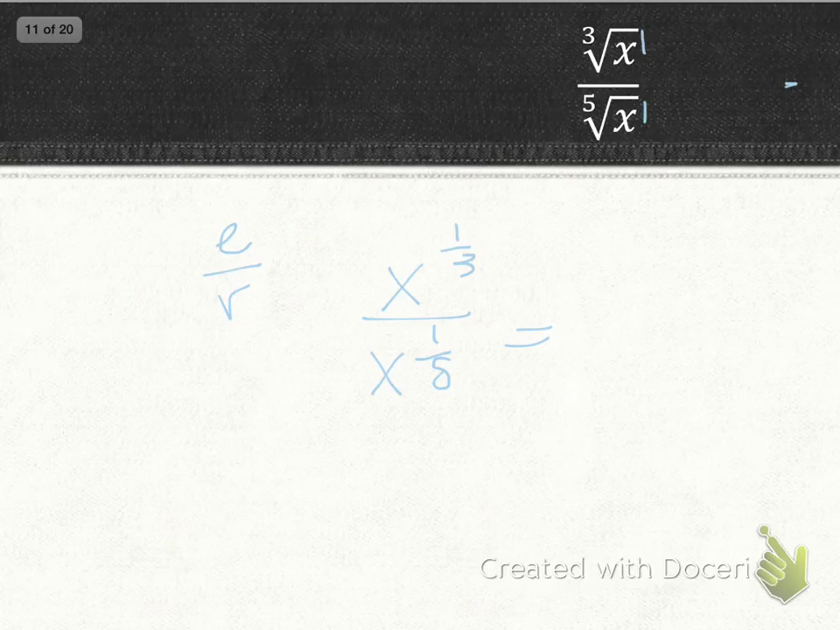When I divide things with the same base, that's a 5, I subtract their exponents, so 1/3 minus 1/5. In fraction, I get 2/15. If it's in radical form, let's put it back in radical form. So that's my exponent, that's my radical. So I got 15 square root x squared.